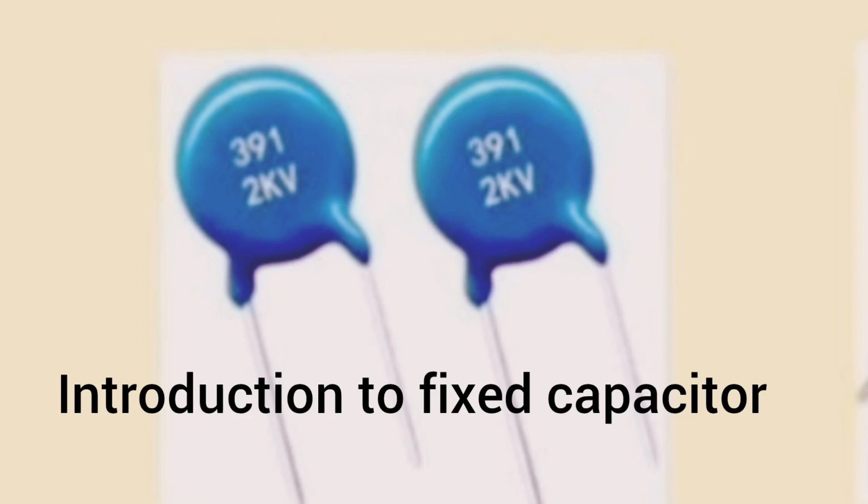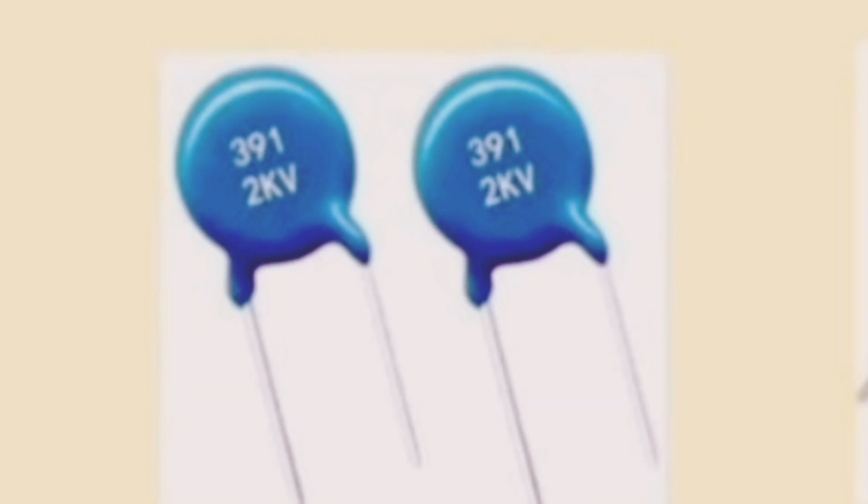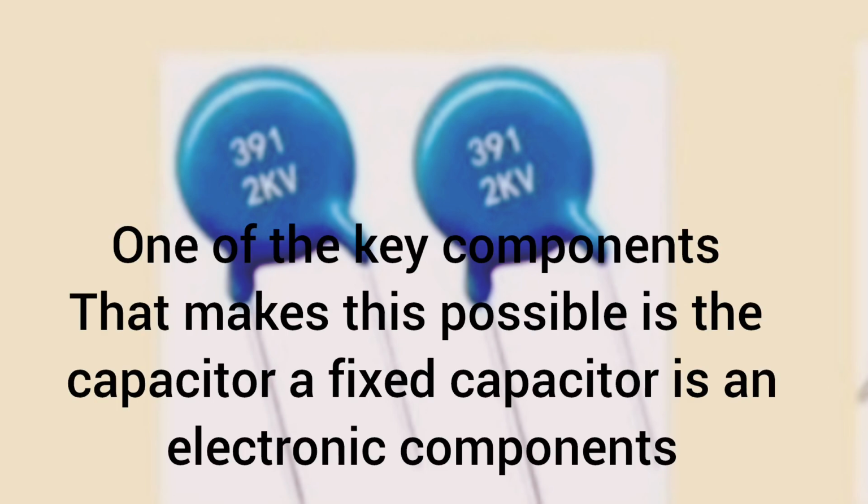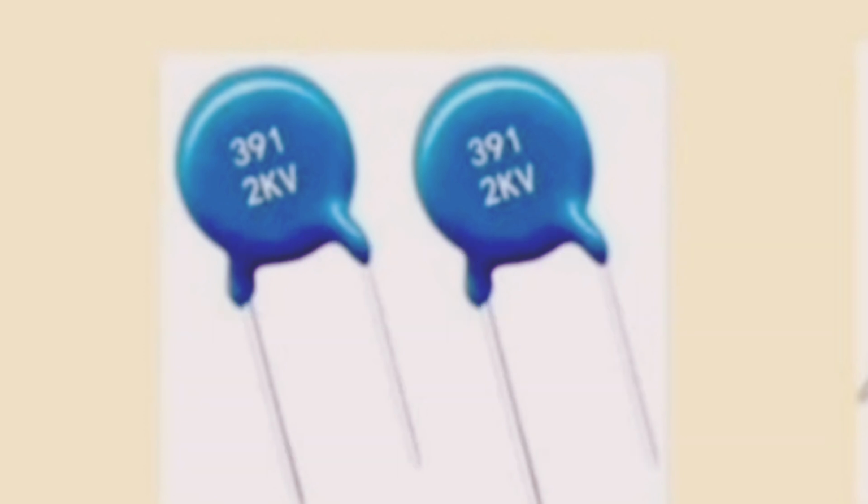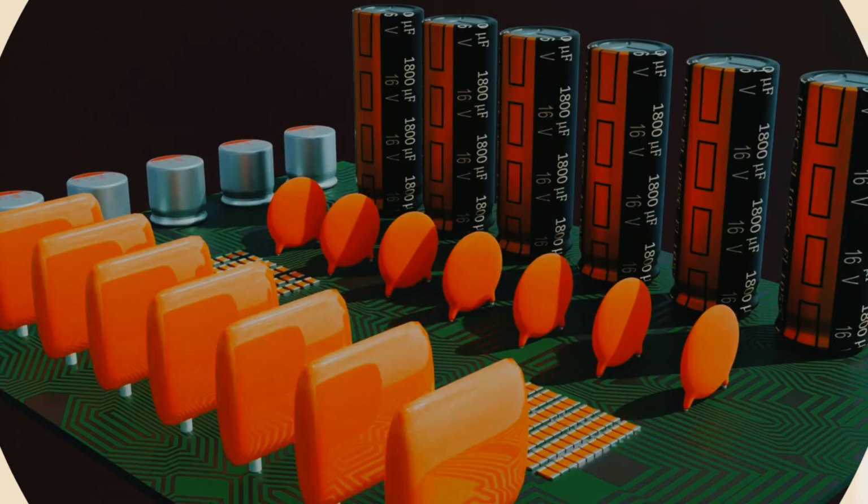Have you ever wondered how electronic devices store and release tiny amounts of electrical energy in a controlled way? One of the key components that makes this possible is the fixed capacitor. A fixed capacitor is an electronic component that stores electrical energy in an electric field and has a constant capacitance value that cannot be adjusted during use.